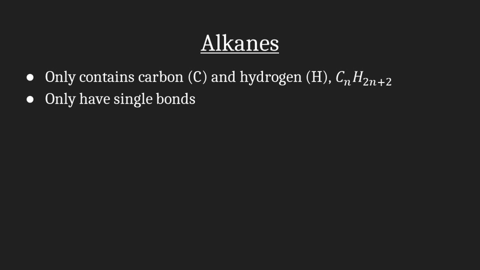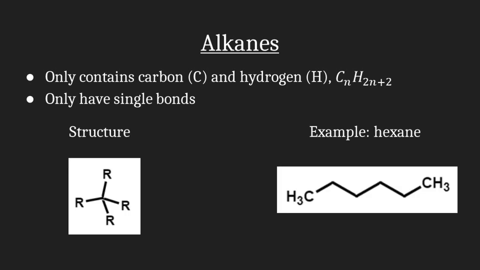So moving into hydrocarbons, the first functional group we are going to talk about are the alkanes. As hydrocarbons, they only have carbon and hydrogen, and they can only have single bonds. Since they only have single bonds, carbon and hydrogen, it could be determined that the amount of hydrogens is equal to twice the amount of carbons plus 2, as shown in the formula CnH2n+2. And a good example of an alkane is hexane.